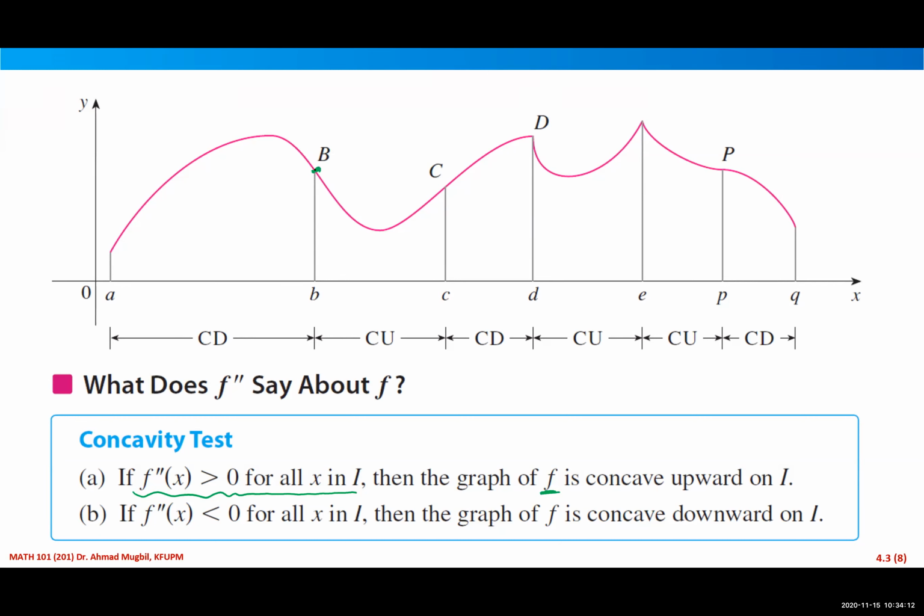What do you think here? The second derivative, is it positive or negative? Negative. The second derivative from A to B, over this interval, is negative. It is concave down. So it is negative here, over this interval from here to here. Positive. It concaves up. So the second derivative is what? Positive. And so on.